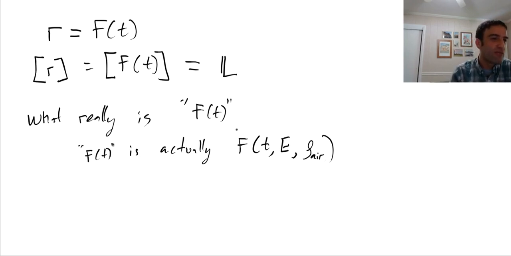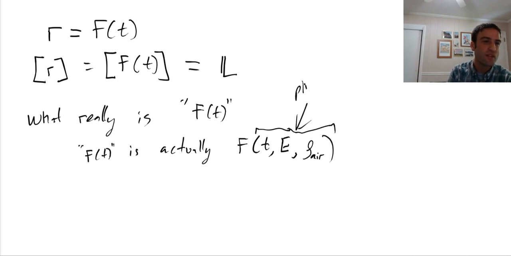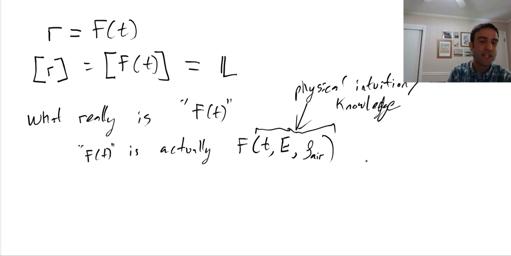So when I've written down R is a function of time, really it's a function of lots of stuff. It's a function of time, energy, the density of the atmosphere, so on and so forth. And this is where we put, that's a terrible arrow, this is where we put our physical intuition, our knowledge of the world, right? It goes into what we know this function actually has to depend on, right?